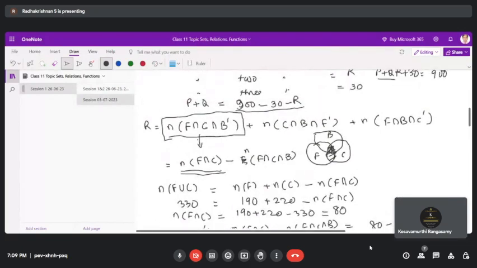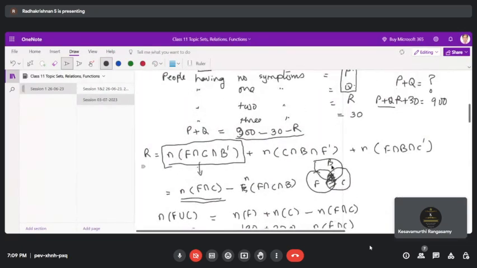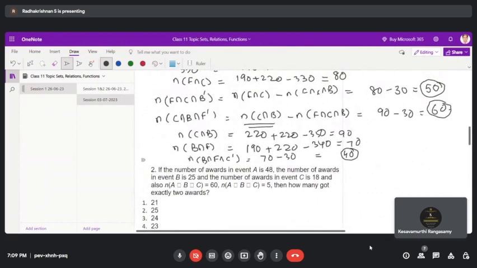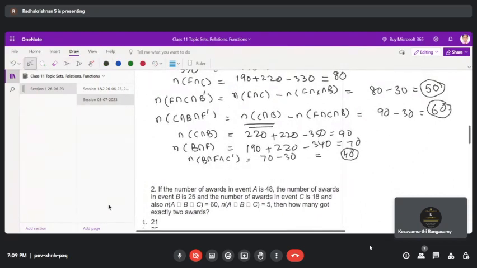Right? So what is asked: R is equal to this plus this plus this. That's all. R is 150, sir. 150. Very good.